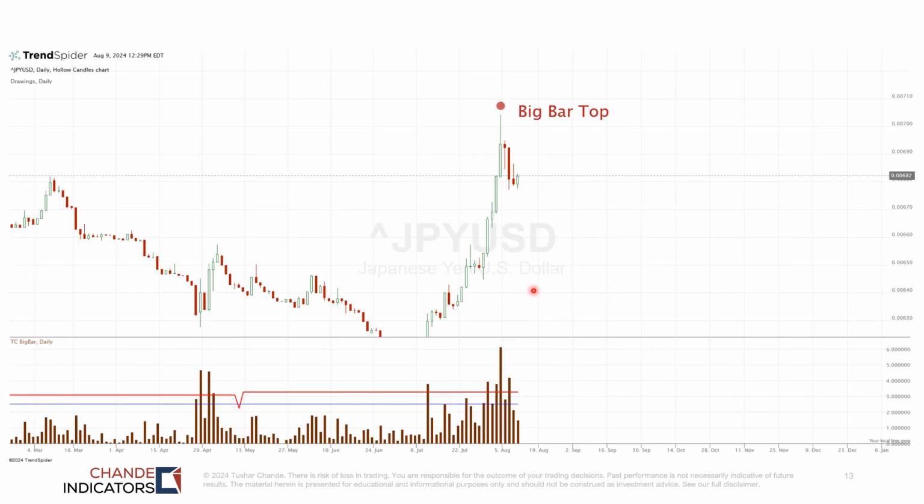This is the yen dollar cross rate now with the indicator plotted below, and the scale is up to 6 units. And clearly this bar, which is an up bar, stands out as a huge outside bar. So food for thought in real time.